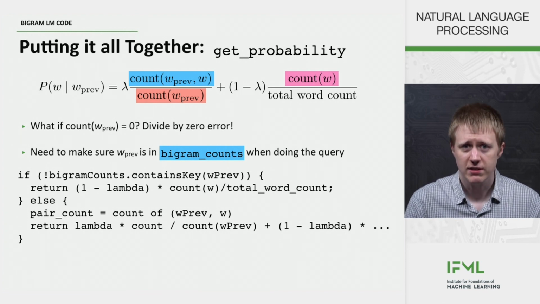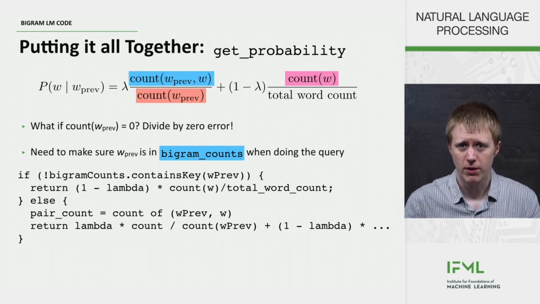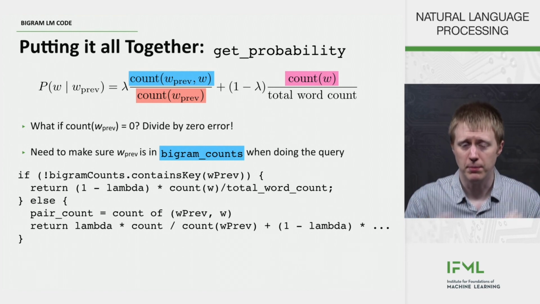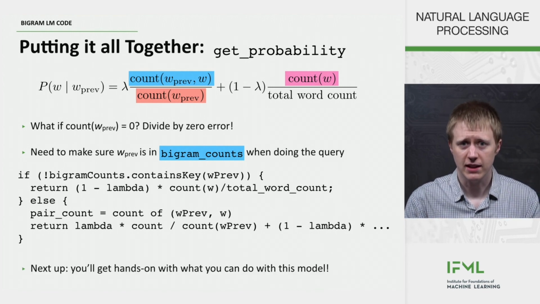So that introduces how we go from the raw data files to the probabilities here. Next, we're going to talk about what we can actually do with this code, and we're going to get hands-on with it. That's the end of this segment.